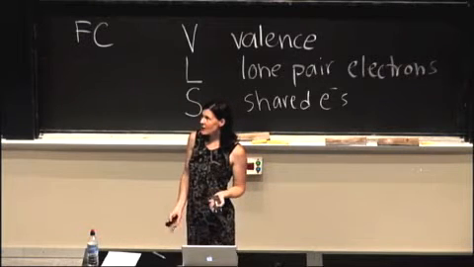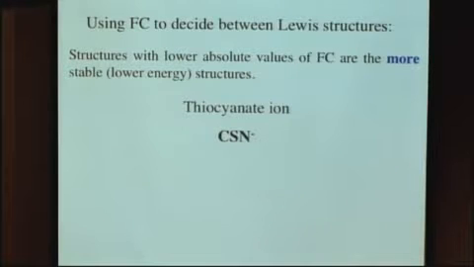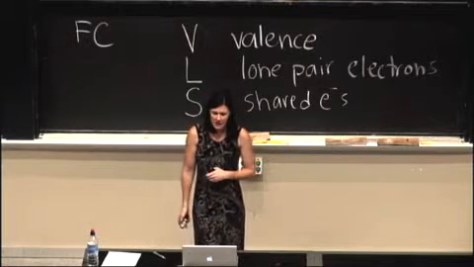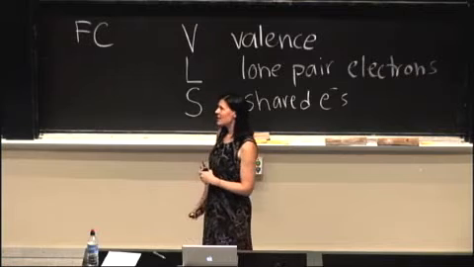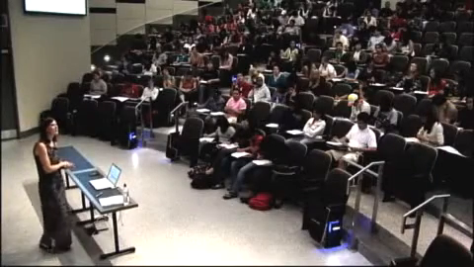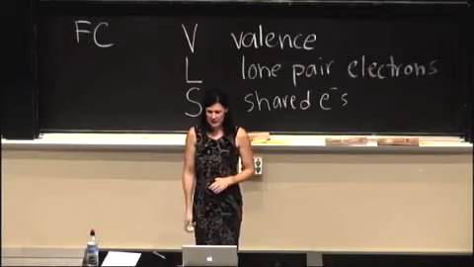So for example, let's look at thiocyanate ion. We have C, S, and N. What we've learned so far is, as a first approximation, what we want to do is put the atom with the lowest ionization energy in the middle here. So let's compare those ionization energies. We have 1090 for carbon, 1000 for sulfur, and 1400 for nitrogen. So thinking about ionization energy, which atom would you put in the middle here? A lot of people I hear saying sulfur, and that's right. So in terms of ionization energy, we would expect to see sulfur in the middle.